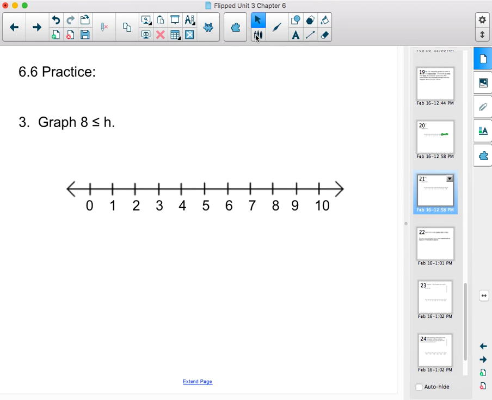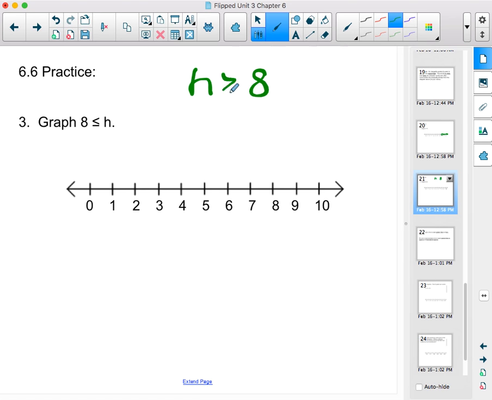Take a look at number 3 here. We have graph 8 is less than or equal to h. I'm going to tell you something. This gets tricky if the variable is not first. So we do something that I like to call the flip, flip, flip. We flip the h so that it is on the left-hand side. We flip the 8 to put it on the right-hand side. And then we have to flip our inequality symbol. Flipping less than or equal to means that now it becomes greater than or equal to.